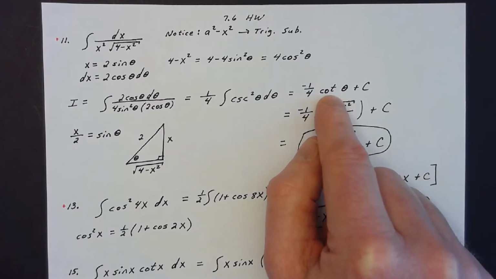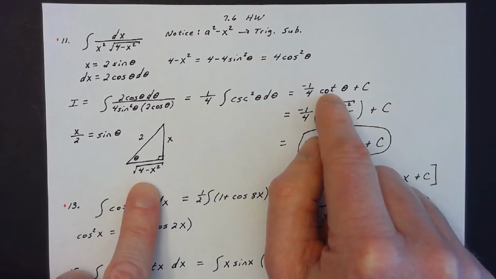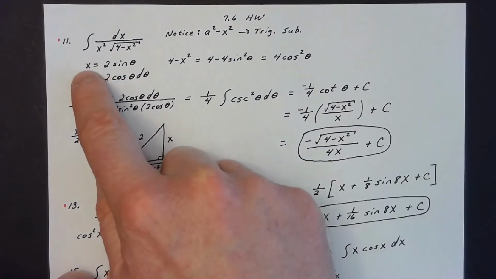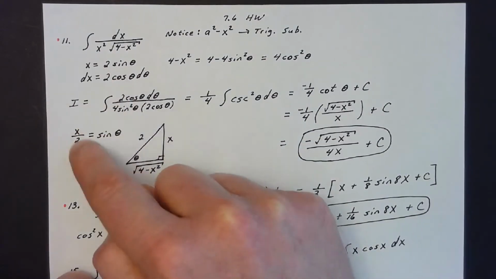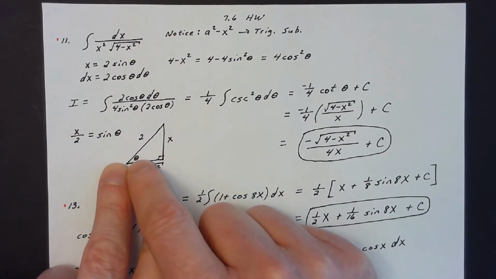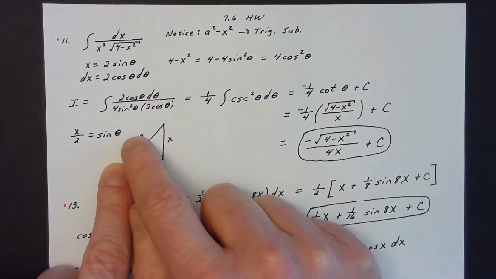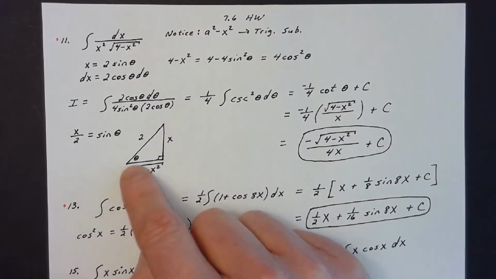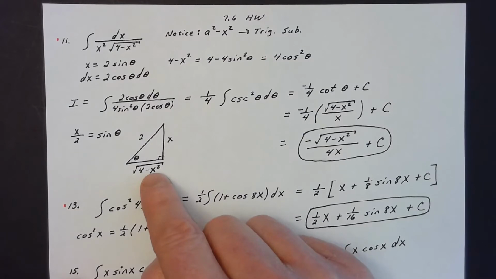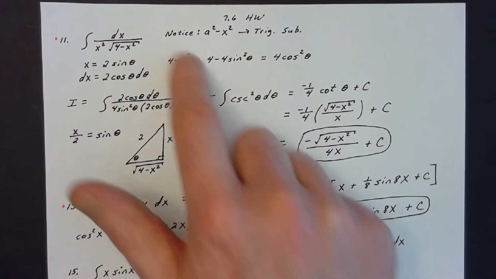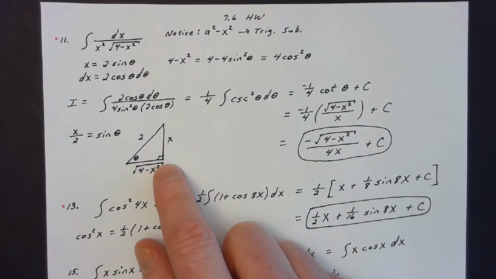Now I need to go back in and fill in what the cotangent of theta in this problem is. And I know cotangent is the ratio of adjacent over opposite, so I'll draw a trig triangle here with this original trig substitution. I know that x over 2 would equal the sine of theta. Please notice within a right triangle, the side opposite theta had to be x, the hypotenuse had to be 2, because sine is opposite over hypotenuse. And then clearly our adjacent side has to be the square root of the hypotenuse squared minus the other leg squared. And again, whatever's in your problem must pop up in your trig triangle, and it did.